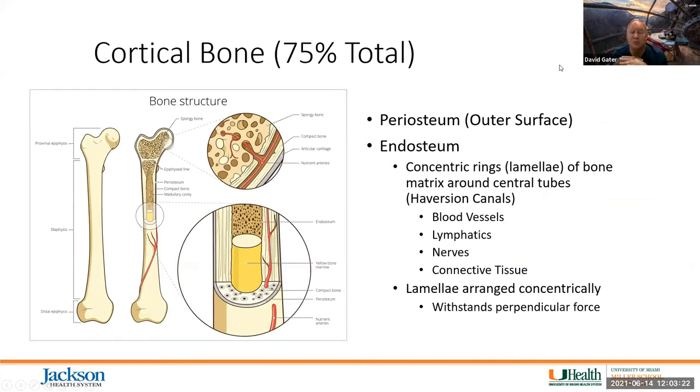And so that said, let's talk through what cortical bone looks like, recognizing that in the outer surface, you have the periosteum, and then within you have the endosteum. The endosteum is including concentric rings or lamella of a bone matrix around central tubes that run lengthwise through the bones. These are called haversian canals. And within those canals, there are the blood vessels, the lymphatics, the nerves, and the connective tissue. So these concentric rings, the lamellae, are arranged concentrically, and they can withstand perpendicular force to a large extent. So this represents cortical bone. Cortical bone makes up approximately 75% of the total bone within the human body.